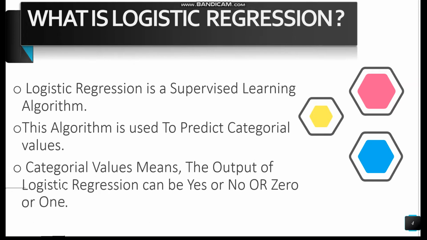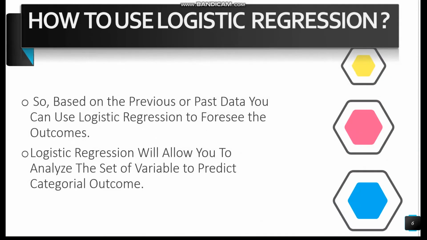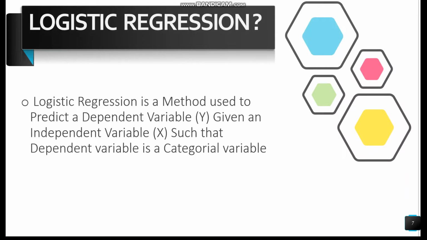Now the question arises, how can we use logistic regression? Let's understand this concept with an example. Let us consider a small scenario. You want to predict climatic conditions, like whether tomorrow will be a rainy day or not. To predict this, we can use logistic regression. Based on past data, you can use logistic regression to foresee the outcomes. Logistic regression will allow you to analyze a set of variables to predict categorical outcomes. So the output of logistic regression will be in terms of yes or no.